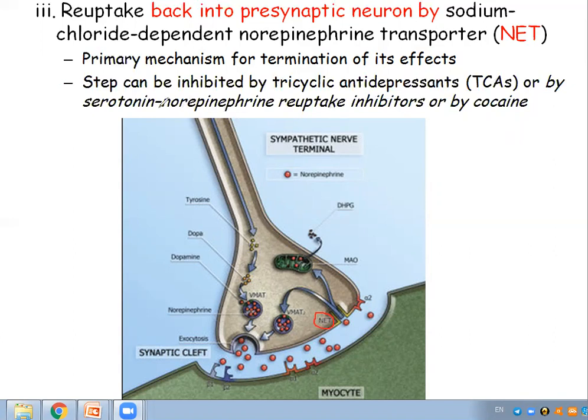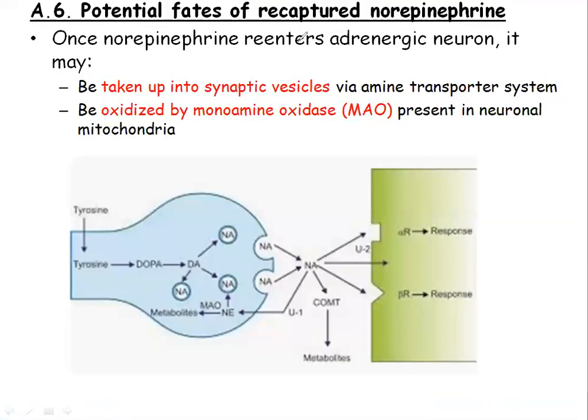Remember that the norepinephrine belongs to the family of catecholamines, as does serotonin. It can also be inhibited by cocaine. For example, individuals who are frequently taking cocaine have the cocaine come and sit on the NET, blocking the capacity of this transporter to let the norepinephrine be reuptaken.